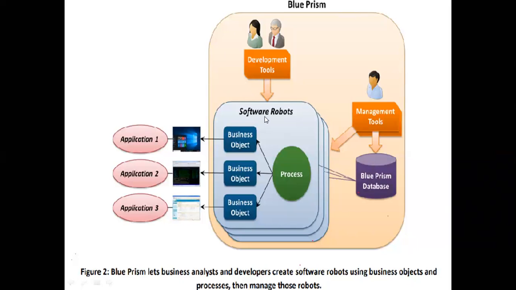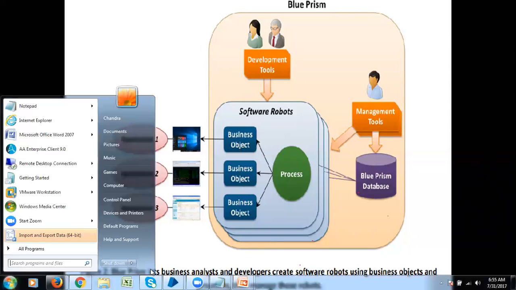So in Blue Prism, one software bot is nothing but one process. What is meant by process? A group of business objects. Okay, let me explain in a simple manner in our words.